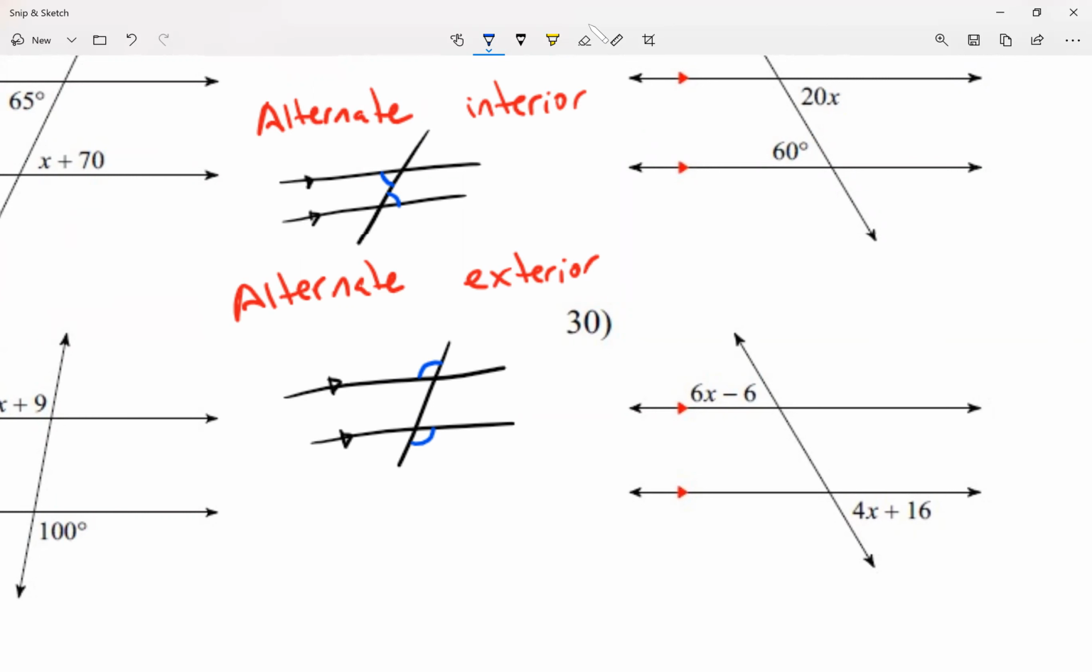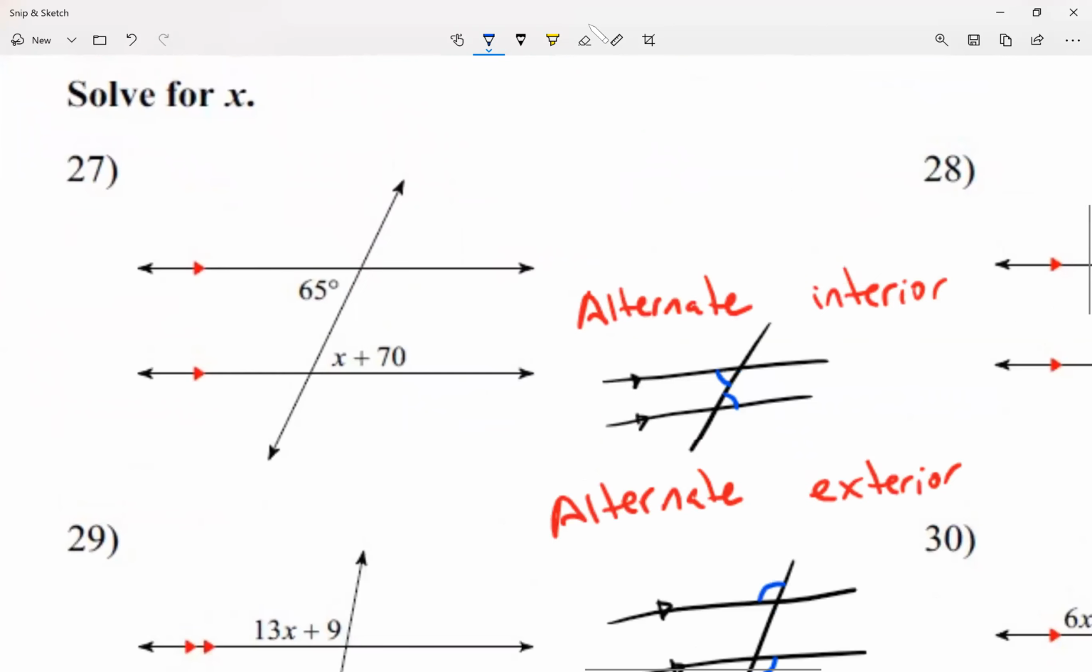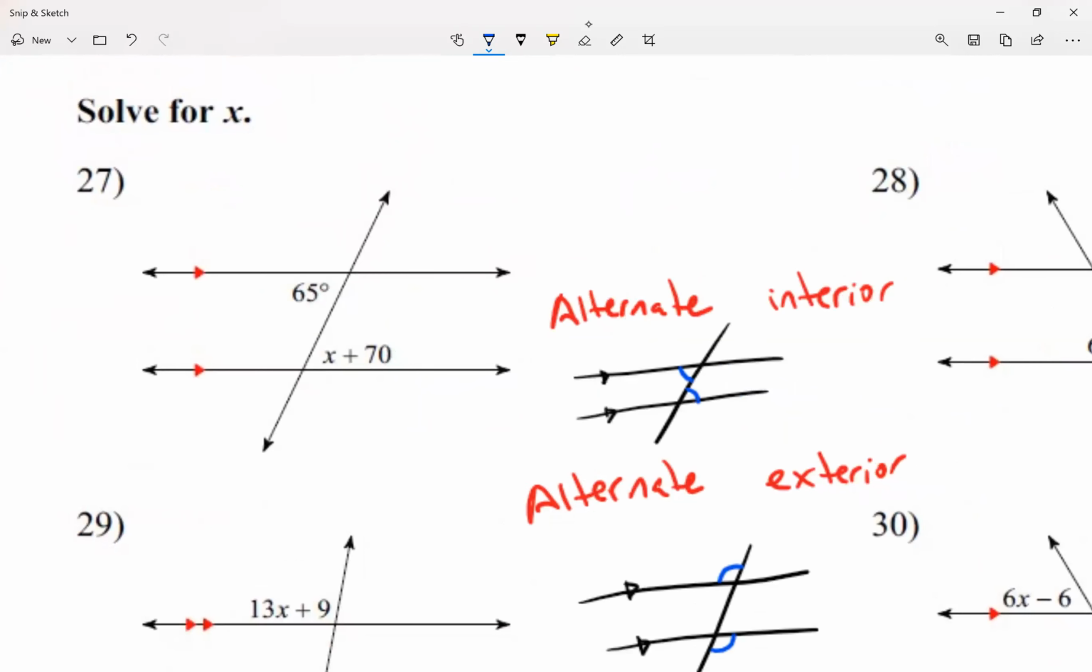So what I mean with that is, let's take a look at number 27. I'm looking at this angle with this angle. That's an example of alternate interior. Alternate interior, the angles are going to be congruent. The same thing for alternate exterior. Congruent, we used this word before. Congruent means the angles are the same thing. So I'm just going to say that 65 is equal to x plus 70.